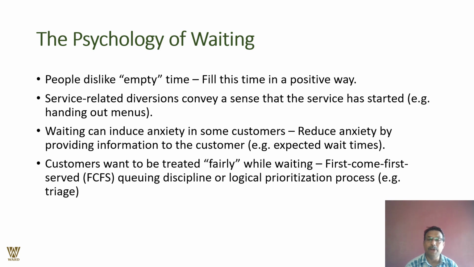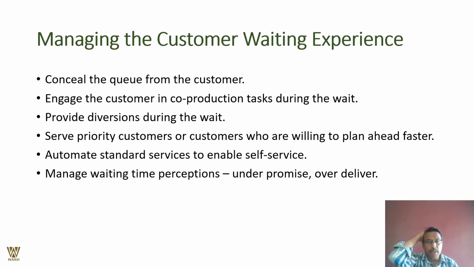How do you go about it? The customer wants to be treated fairly while waiting. First come, first serve is what we are going for. Discipline, a logical prioritization thereby. Managing the waiting experience: conceal the queue from the customers. If the customer doesn't see much of a queue, probably the frustration level drops. Engage the customer in a co-production unit or task during the wait. Provide diversions during the wait. Serve priority customers, or customers who are willing to plan much ahead and faster. Automate standard services to enable self-service. Manage waiting time perception: under promise and probably over deliver.